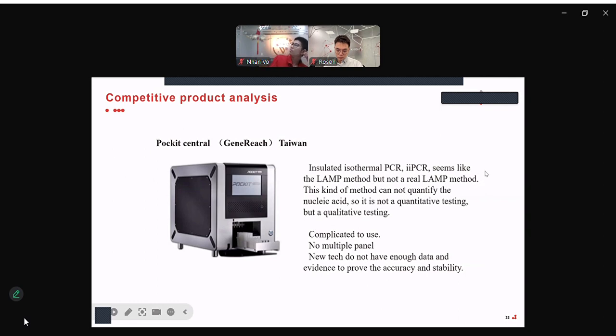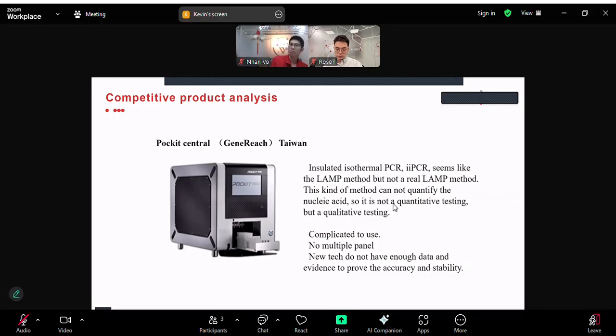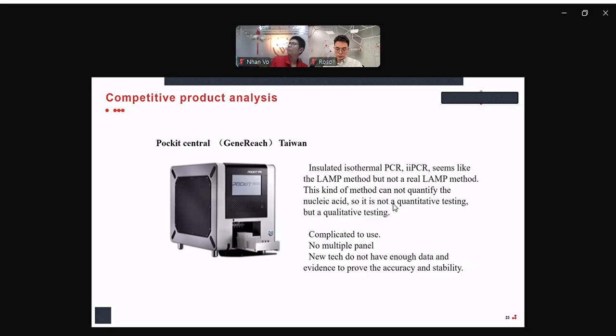When you're available, you can search for the IIPCR method online to have more understanding of it. And this kind of method, like the LAMP method, cannot quantify the nucleic acids. So it cannot provide us with a quantity readout, only qualitative testing.